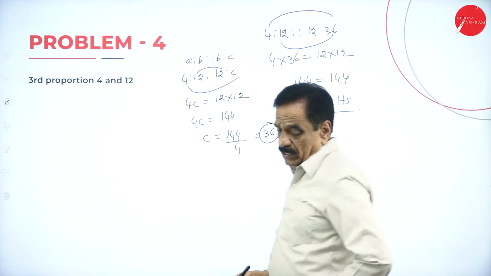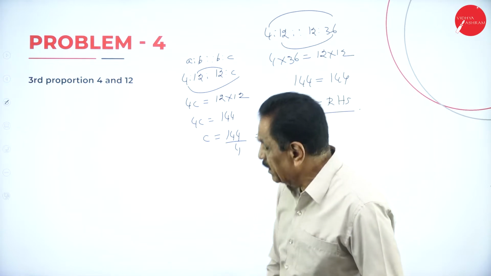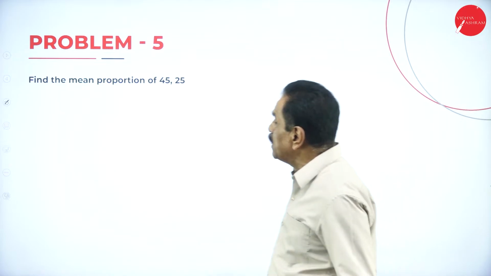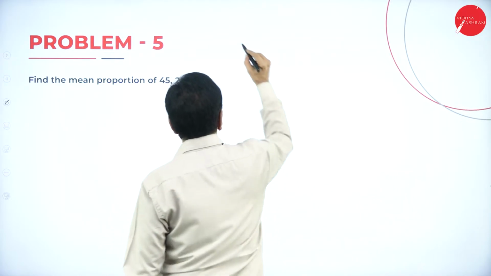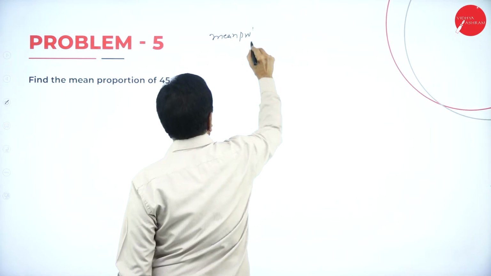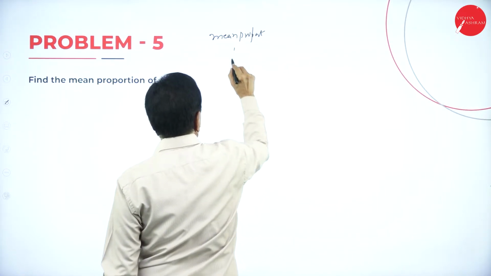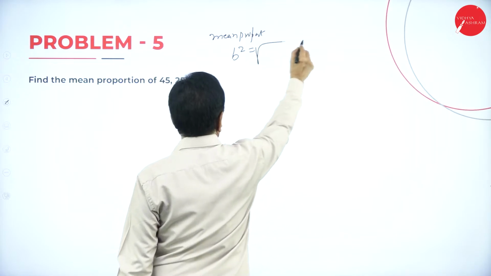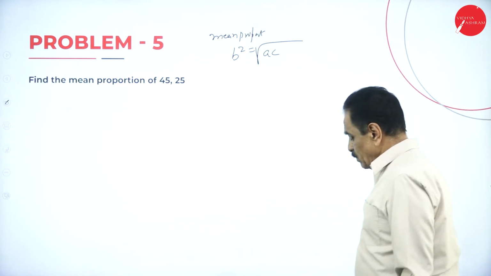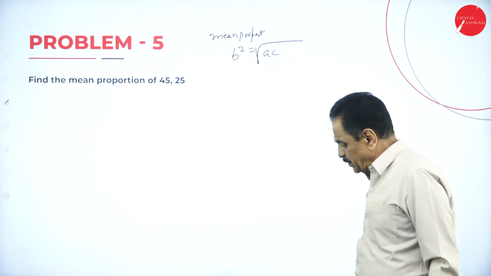So we go to the third proportion. Then the next method, we want the mean proportion. The formula for the mean proportion is B square is equal to AC.